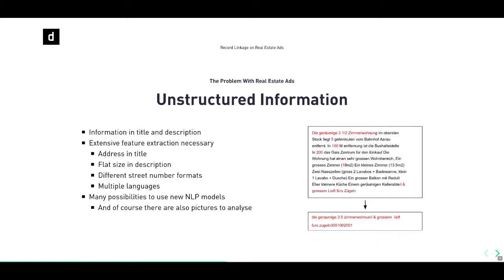And so, of course, we're also looking here at the recent advances in natural language processing using deep learning. And of course, there are also pictures usually connected to the ad. So this would be another idea, to compare the two different pictures using some deep learning network structure.